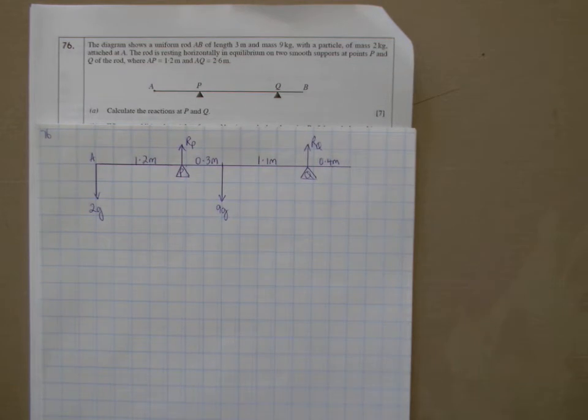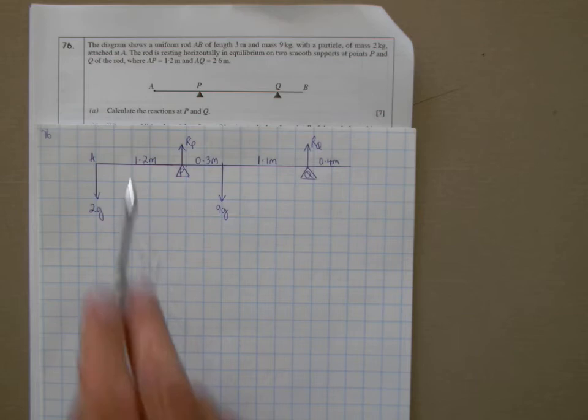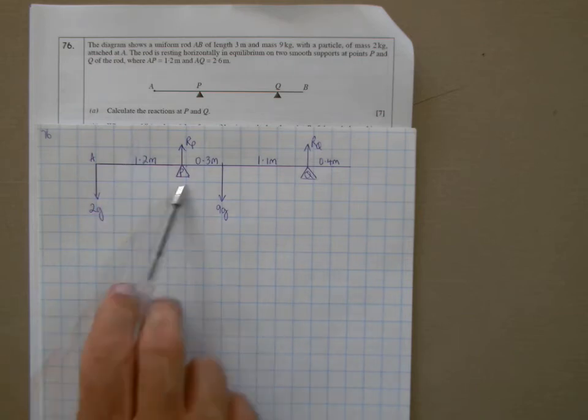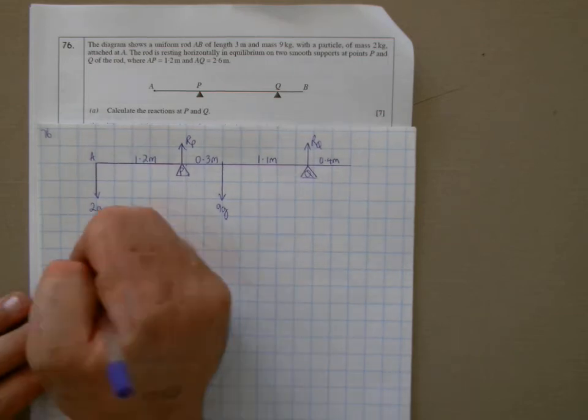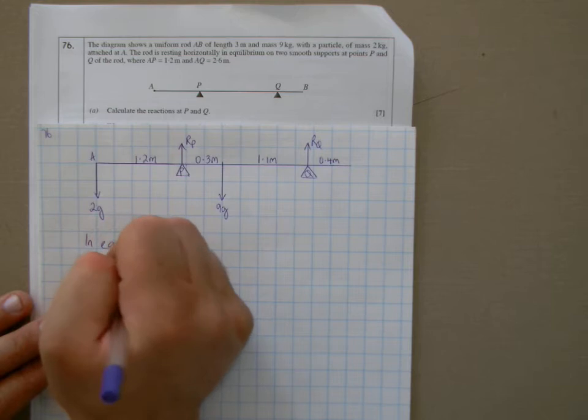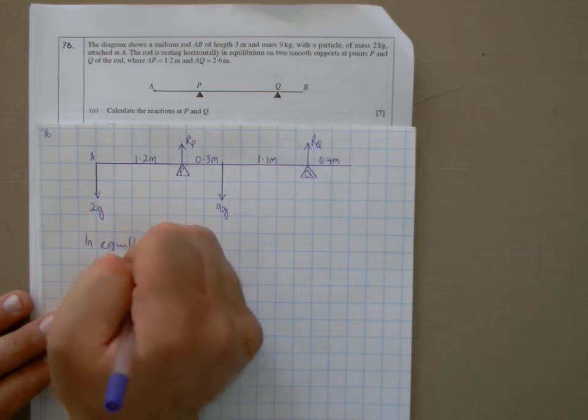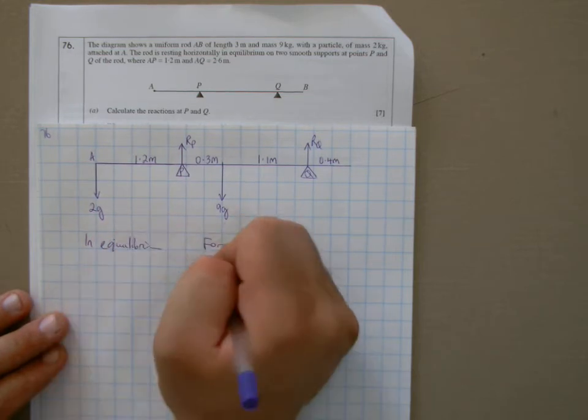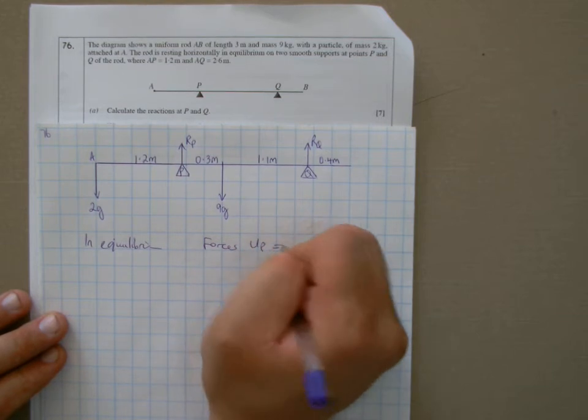Okay, so we've got the situation set up here. We've labelled all the forces and distances, and we need to work out the reactions at P and Q. To start with, because it's in equilibrium, forces up equals forces down.